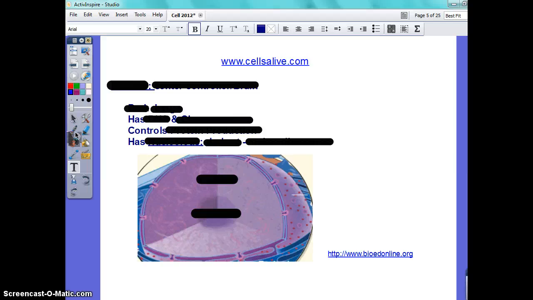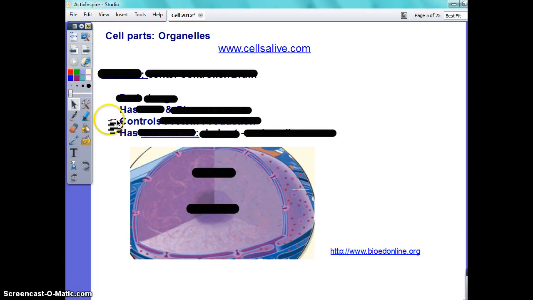For each part of the cell, what do we call a part of the cell, by the way? Cell parts. Raise your hand. Organelles. So for each organelle, we're going to describe what it looks like. We're going to describe its function or where it is in the cell. Okay? So who could tell me what this organelle is? This picture I'm showing you here.